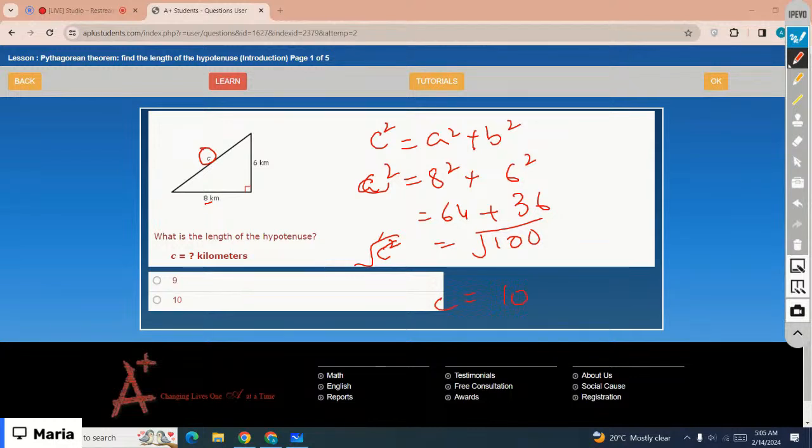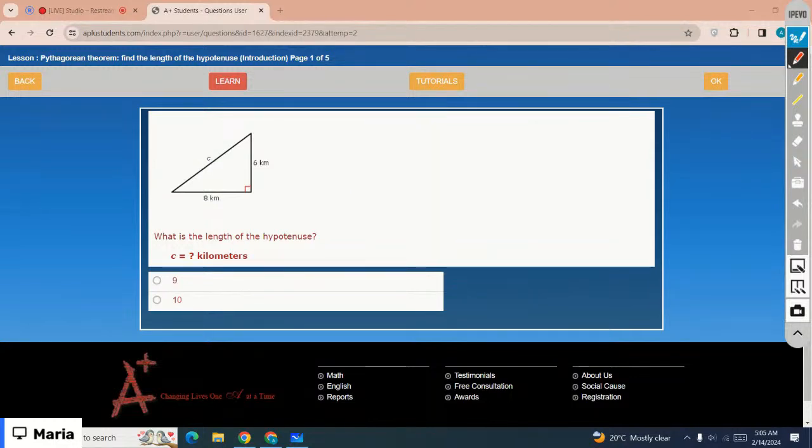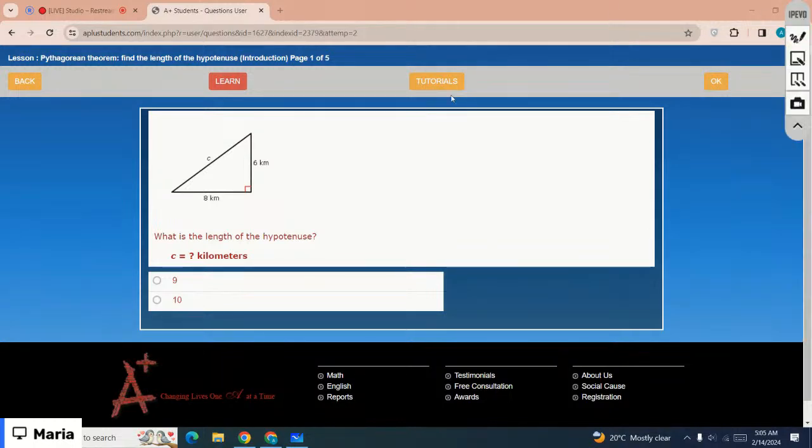Got it? Is there any question related to the example or question we just did? If you have any, please ask. The correct option is c equals 10.